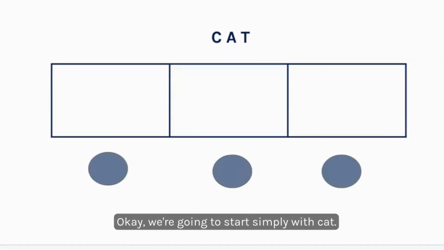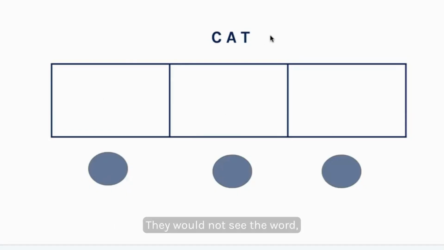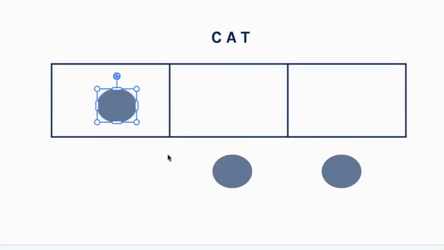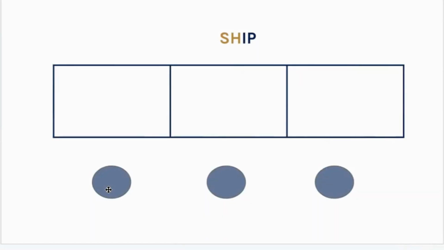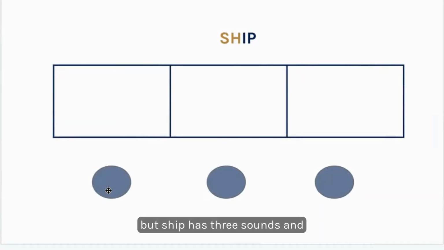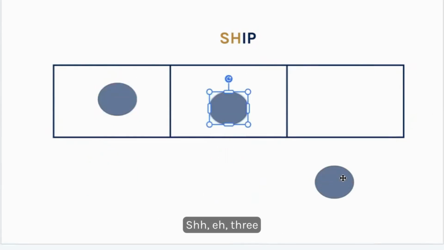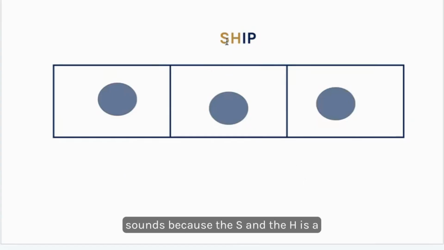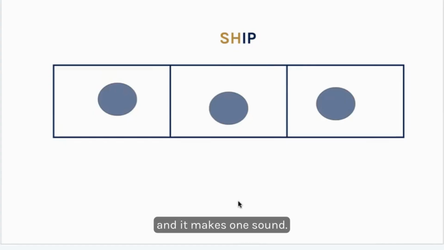Okay, we're going to start simply with cat. So the children would have a little physical, like bingo chip or a penny or something. And for each sound, they would move the chip into the box. They would not see the word, but I'm keeping it here for you. Cat. 3 sounds. The next one is ship. And you'll see I gave you a little hint in this word. But ship has 3 sounds. And here's how it would go. Sh, i, p. 3 sounds. Because the S and the H is a digraph. You'll hear all about this in the phonics section. And it makes 1 sound.